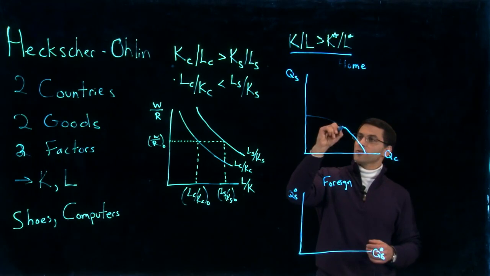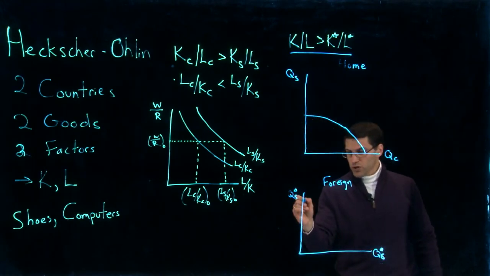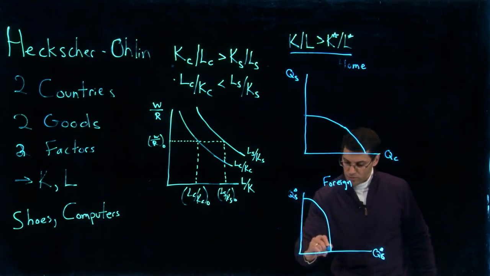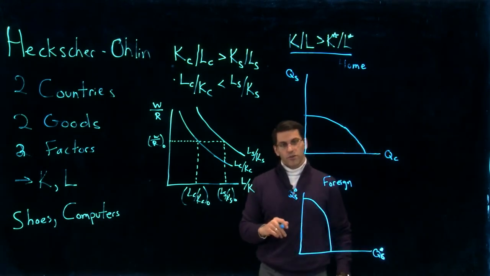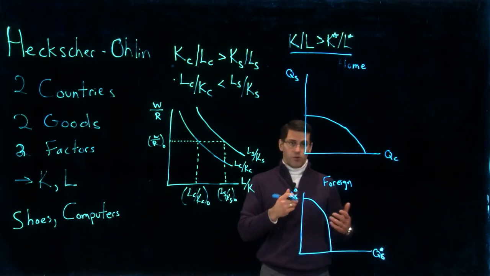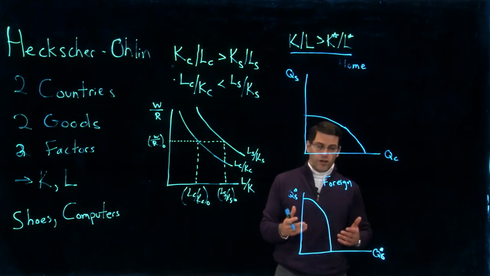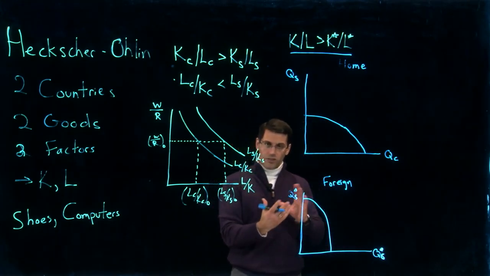Right, compared to production in foreign, where you think that might be weighted or shifted or skewed more towards shoe production, right? Because shoe production is labor intensive and the foreign country is labor abundant. And so I've tried to draw these so that you could really see the distinction, right?